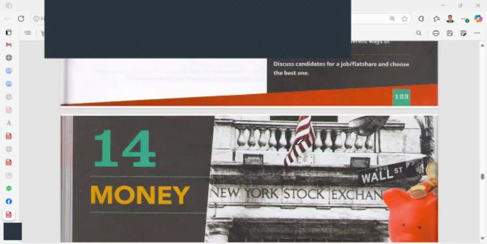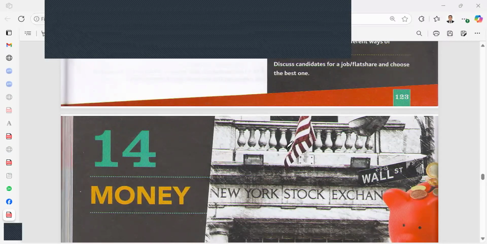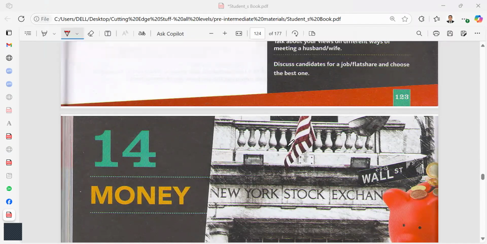Last lesson we took grammar. It was about the present perfect simple and the present perfect continuous. How to use each one. For example, I have been studying English for 2 years. This is present perfect continuous. I have completed 2 courses, or I have completed 3 courses. This is present perfect simple.